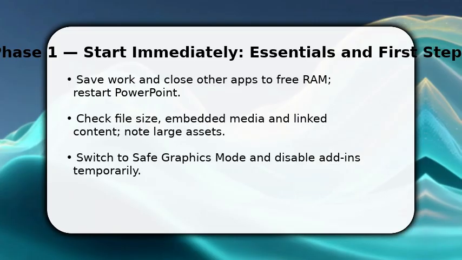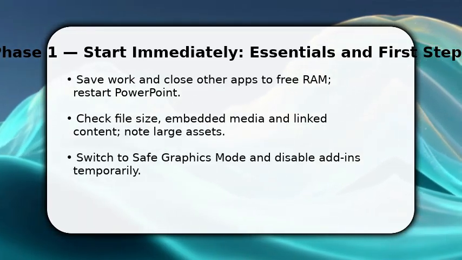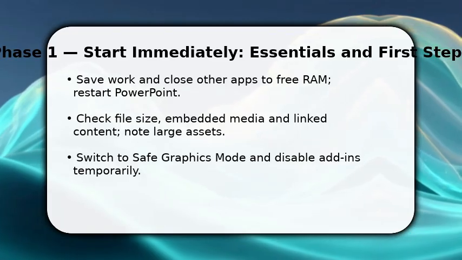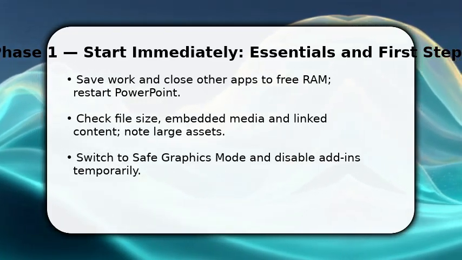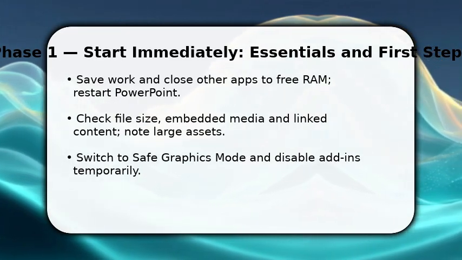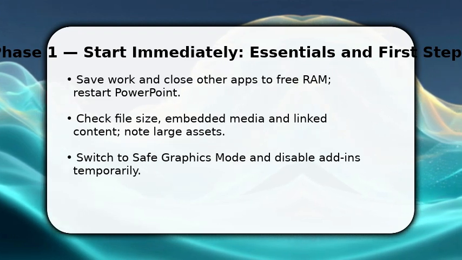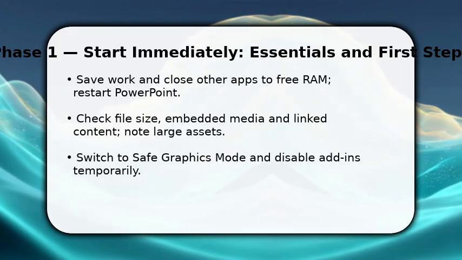Next, inspect the file size and look for embedded video, high-resolution images, or linked objects. These often cause lag. Open File Options and enable Safe Graphics Mode, then go to Add-ins and disable third-party plugins. Once done, you'll be ready to move into targeted cleanup steps that reduce processing overhead and restore responsiveness.